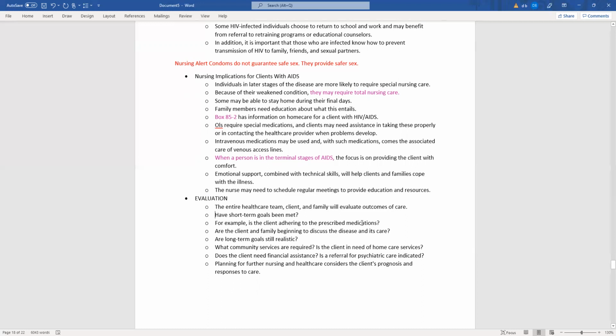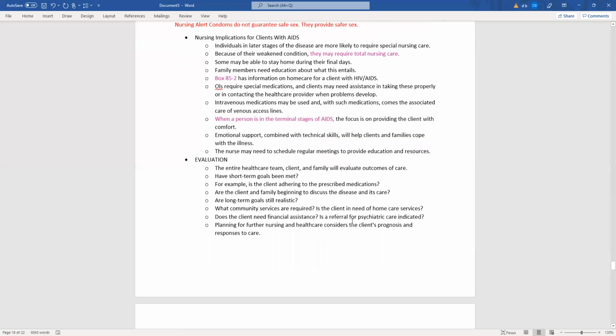Like, are they doing what they're supposed to do? Are they taking the meds like they should? Are the clients and family beginning to discuss the disease and its care? Are there any long-term goals? Are they still realistic? What community services are required? Is the client in need of home care services? Does the client need financial assistance? Is a referral for psychiatric care indicated?